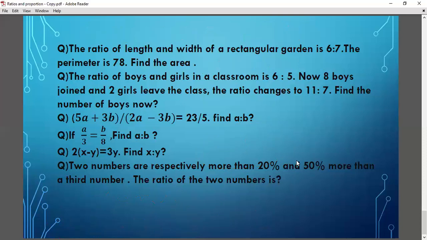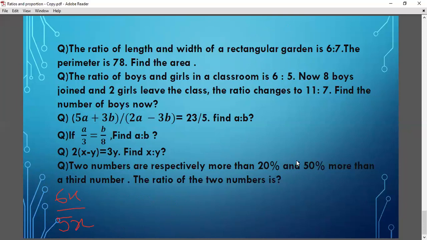The other question: the ratio of boys and girls in a classroom is given as 6:5. Now 8 boys joined and 2 girls leave the class. The ratio changes to 11:7. Find the number of boys now. For this particular question, again, neither the part value nor the total value is given. So you can simply take again the ratio element as 6x over 5x.